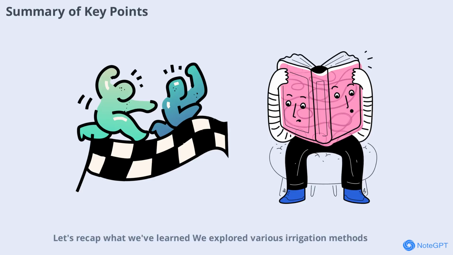Let's recap what we've learned. We explored various irrigation methods, understood the significance of multipurpose river valley projects like Bhakra Nangal, Hirakud, and Damodar Valley, and discussed the urgent need for water conservation. Each aspect plays a vital role in ensuring water security and supporting sustainable development in India.